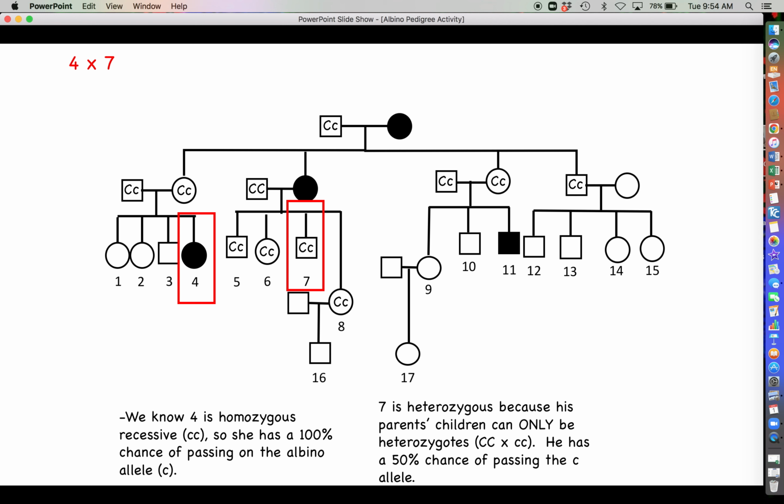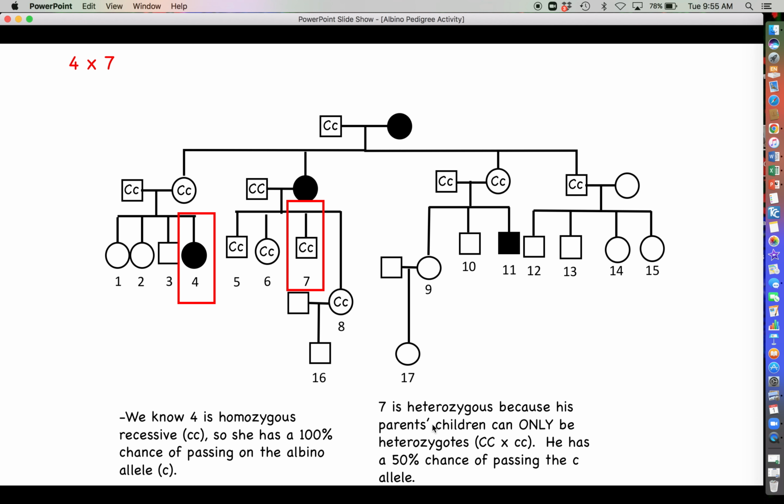So when we're calculating the probability that they're going to have an albino child, we have to specifically consider the probability of the child receiving a recessive allele from the father and a recessive allele from the mother. Since those are non-mutually exclusive events, we use the product rule. We take the separate probabilities of getting this little c allele from mom and the little c allele from dad, and we multiply those 2 probabilities together.